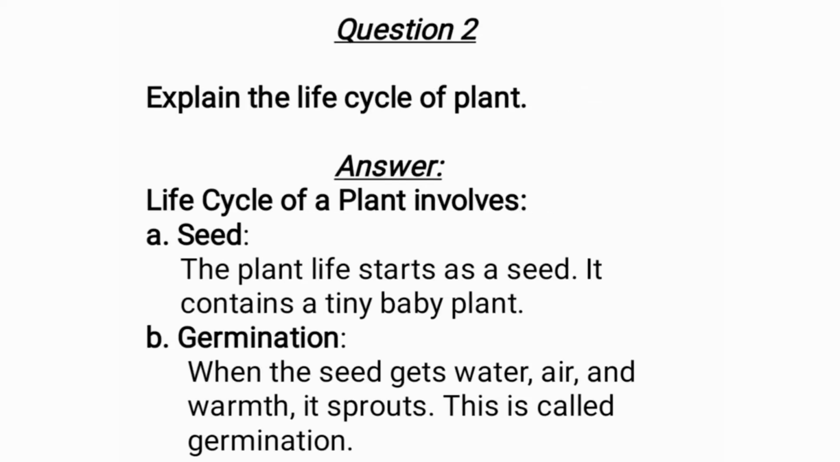Question number 2. Explain the life cycle of plant. Answer. Life cycle of a plant involves: 1. Seed. The plant life starts as a seed. It contains a tiny baby plant. B. Germination. When the seed gets water, air and warmth, it sprouts. This is called germination.